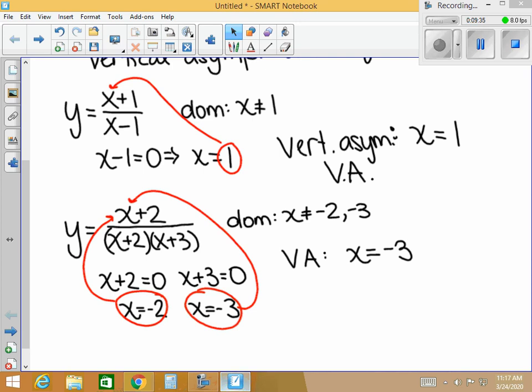Vertical asymptotes happen for any value of x where the bottom of your function is equal to 0, but the top of your function is not at that same value. So 1 made the bottom 0, but not the top. -3 made the bottom 0, but not the top. -2 made both the bottom and the top equal to 0.